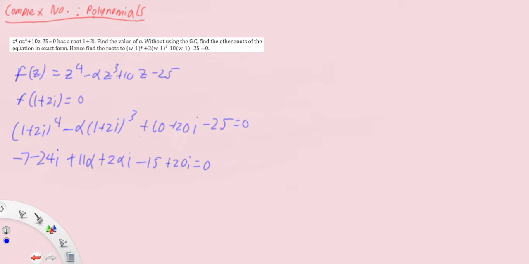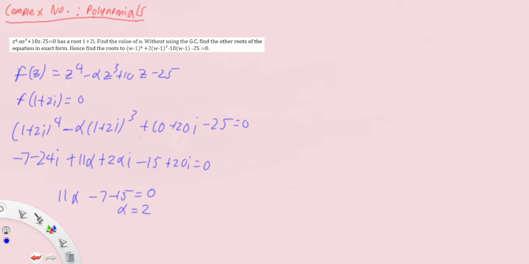Now, from here, what do we do? Because the whole thing has to be equal to 0, we will now split the imaginary and the real part. But you can just choose to only check one part, because if one part checks out, the other part should also check out. So looking at the real part, we have 11 alpha minus 7 minus 15 equals to 0, alpha equals to 2, right? 7 plus 15 is 22, on the other side, divided by 11 is 2.